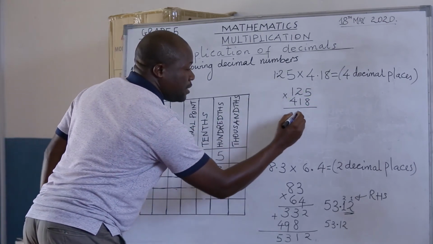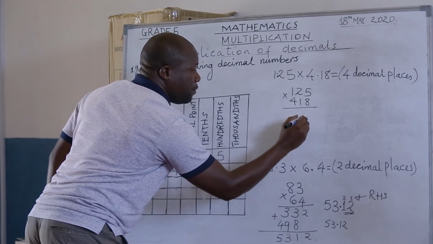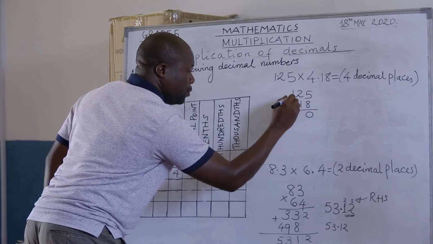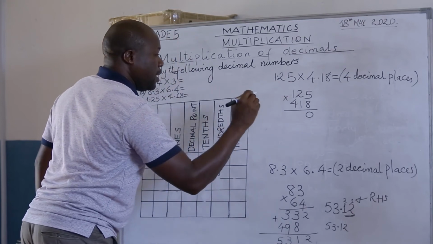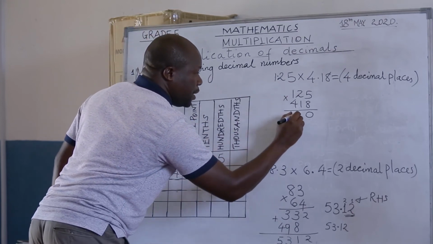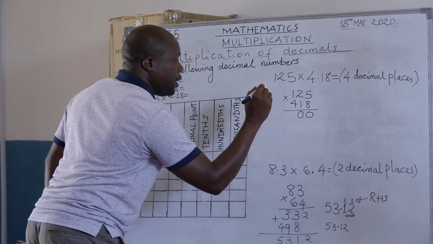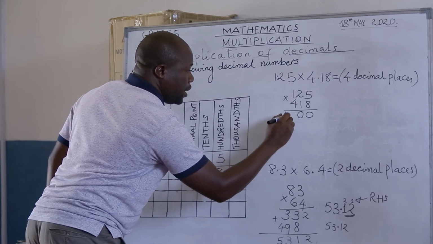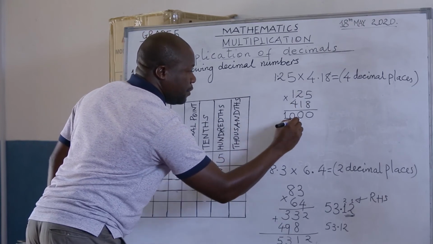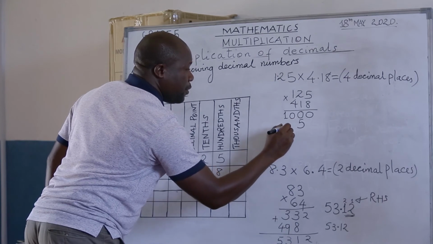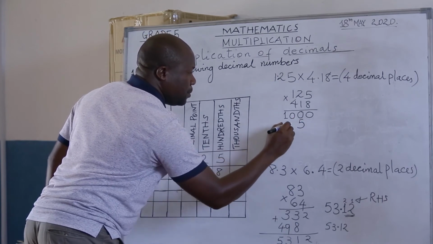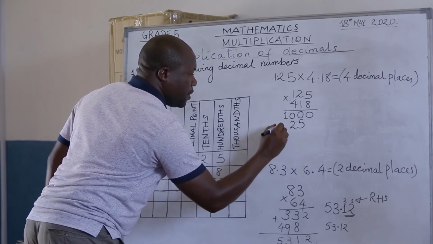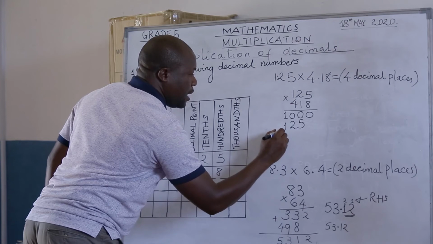So let us multiply these numbers together. 8 times 5 is 40. Write 0, carry 4. 8 times 2 is 16. 16 plus the 4 we carried will be 20. Write 0, carry 2. 8 times 1 is 8 plus 2 will be 10. 1 times 5 is 5. Write that 5 right under 0. 1 times 2 will be 2. Write that 2 under 0. 1 times 1 is 1. Write that 1 under 1.